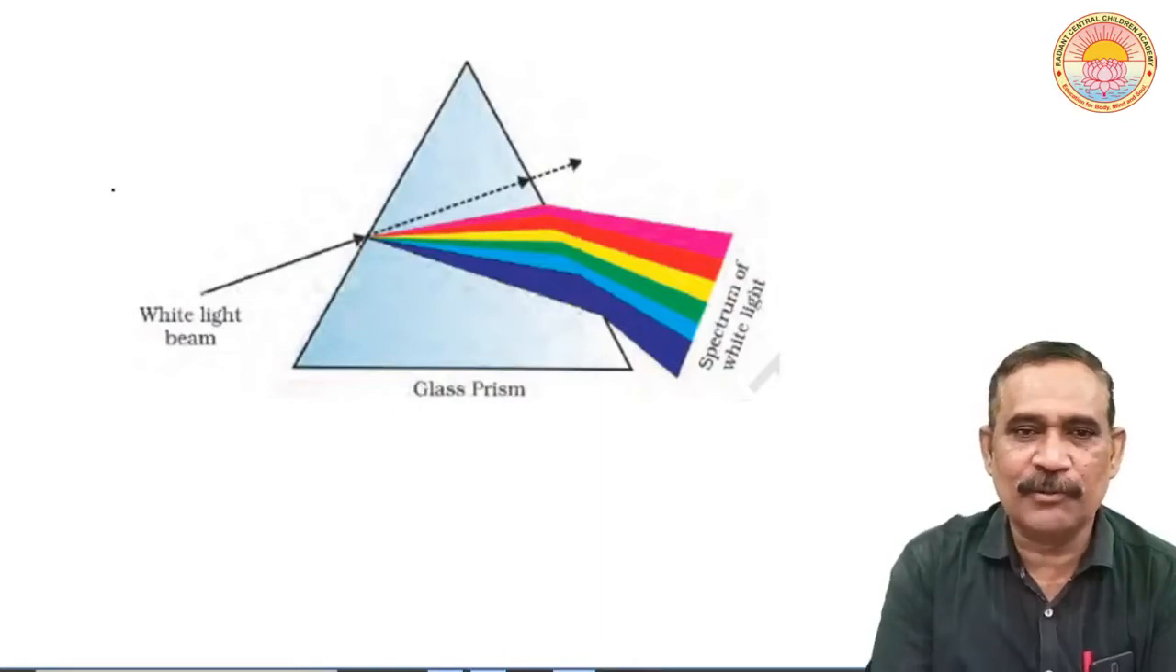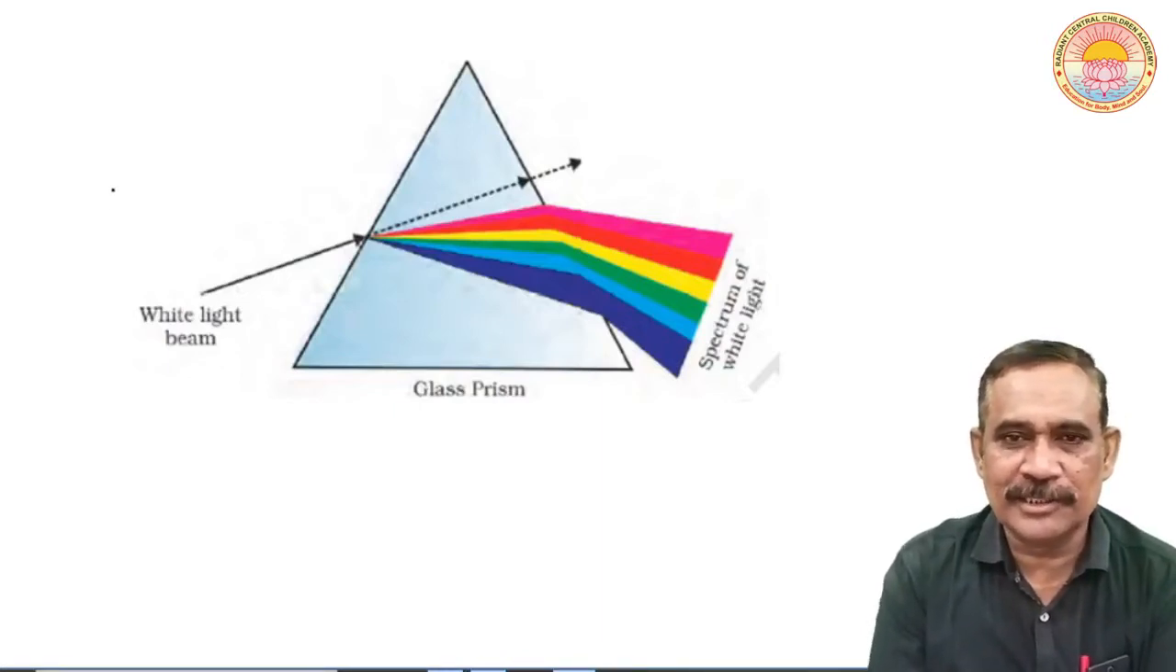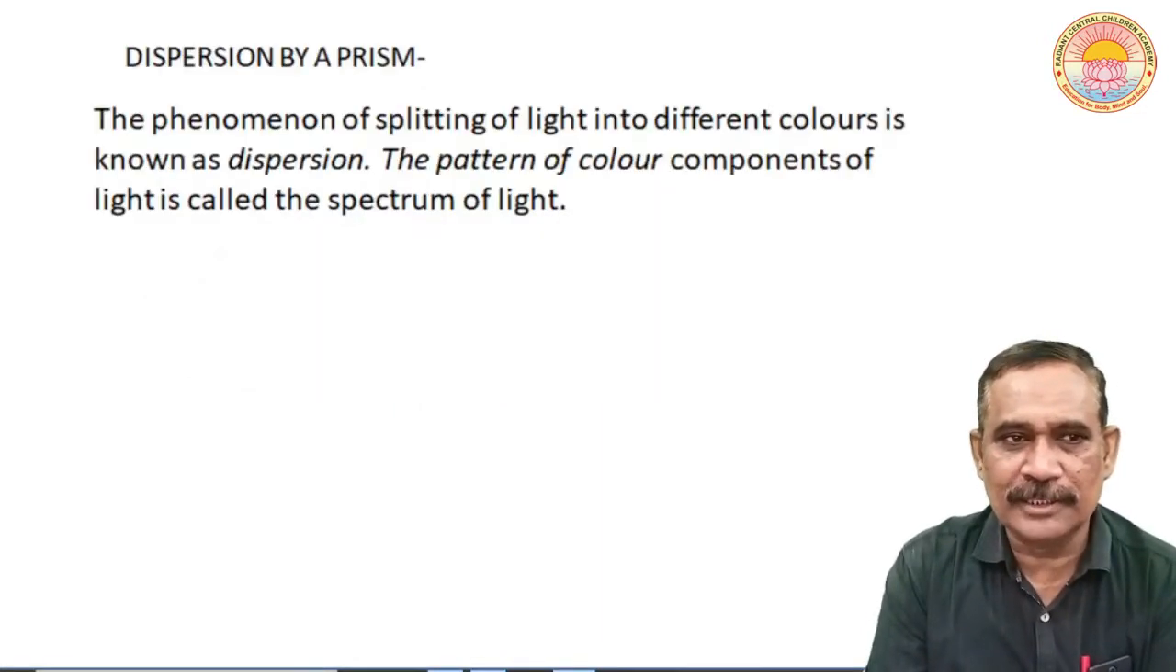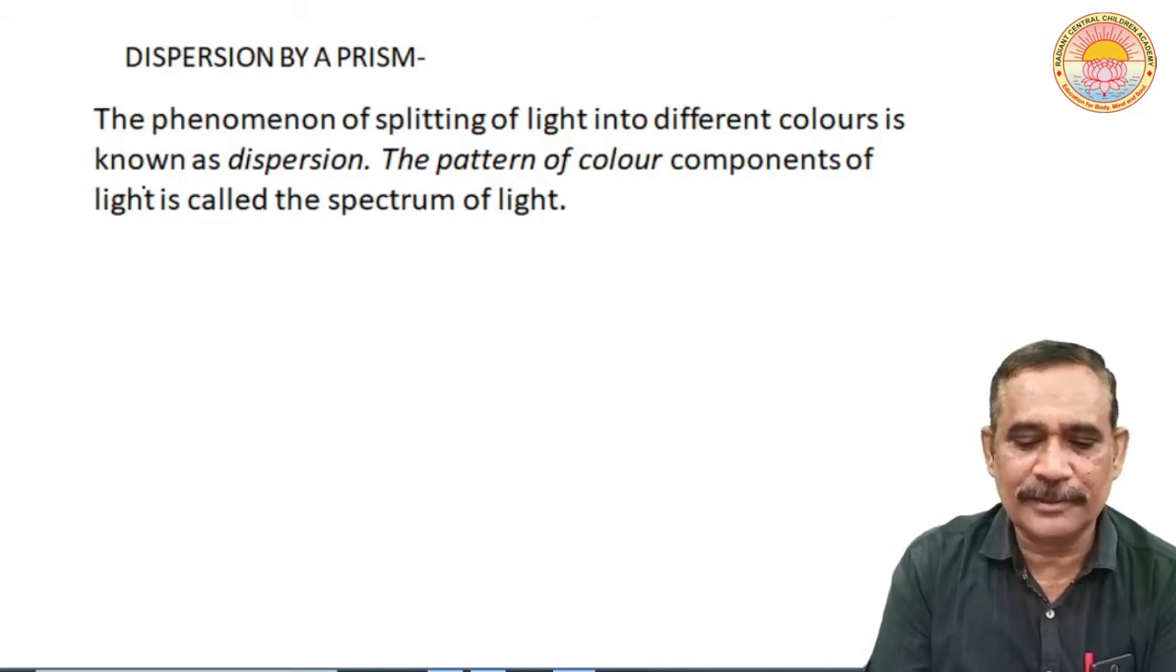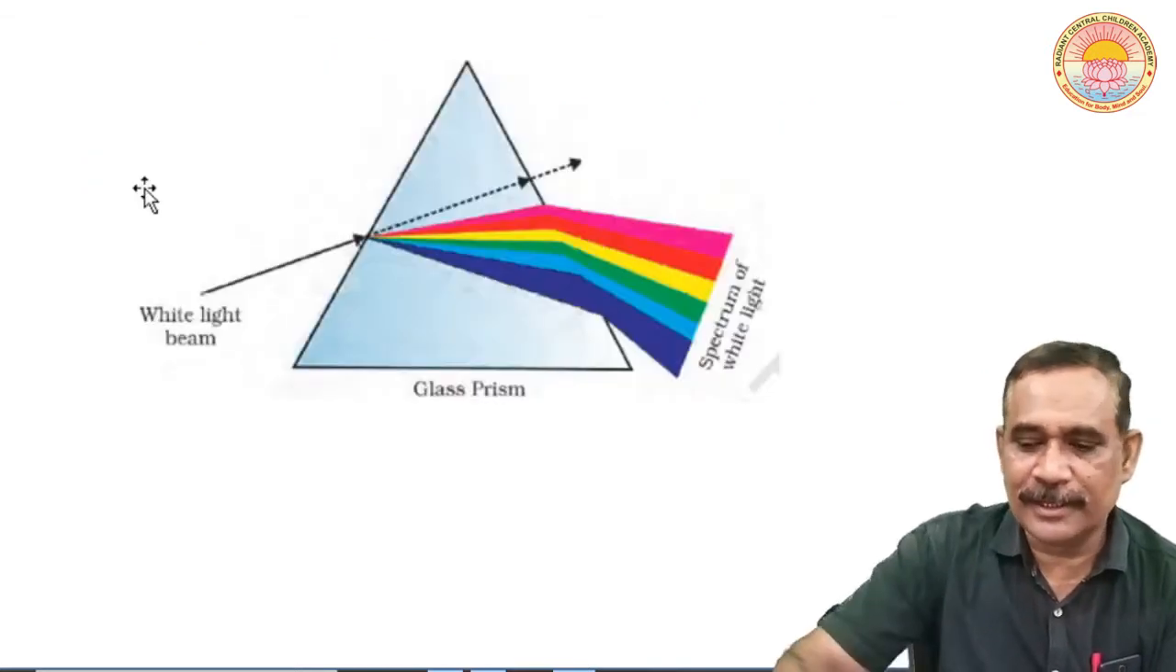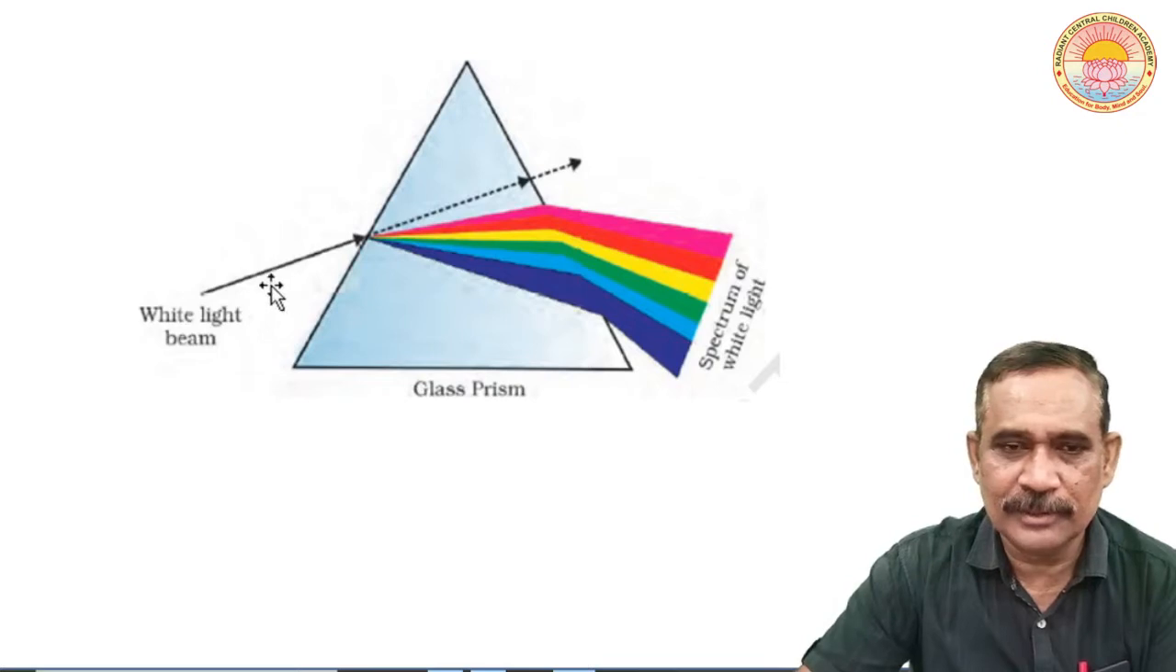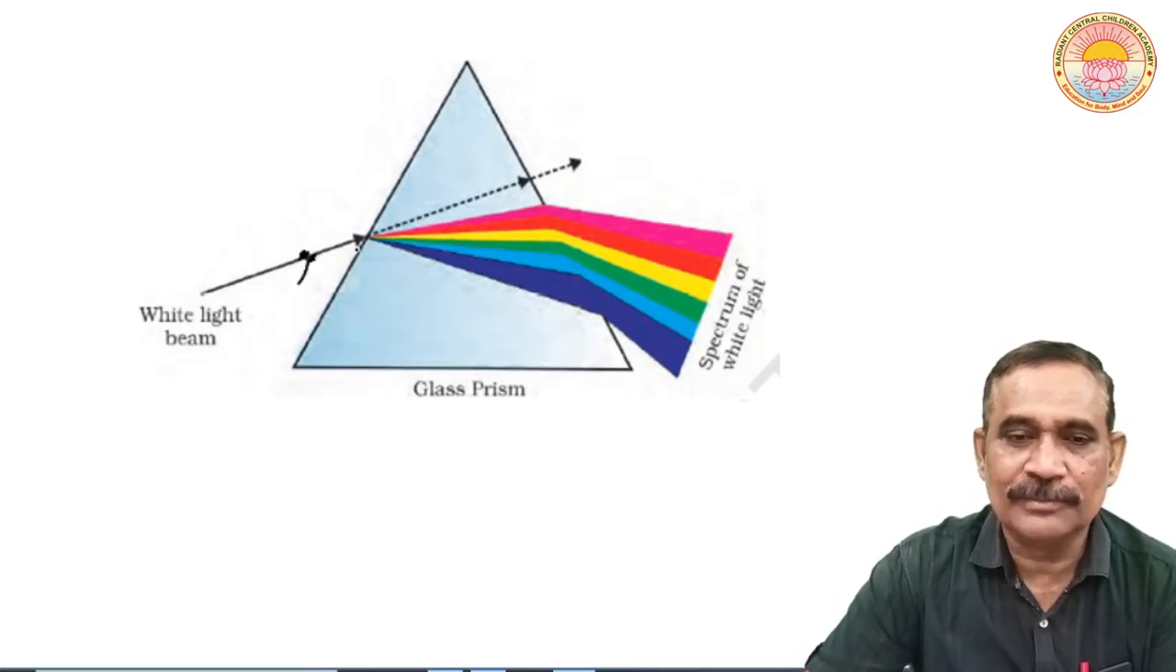The splitting of white light into its constituent colors is known as dispersion, and the band of 7 colors obtained on the screen is known as the spectrum of light. So you see in the figure, this is white light. This white light is incident on the prism. It is split into 7 colors.